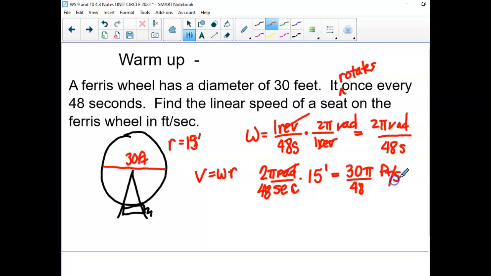Can someone type that in and get me a decimal real quick? 30 pi divided by 48, 2.2? Okay, feet per second would be the speed. Did y'all try some of those last night? Anybody have a question on the homework?